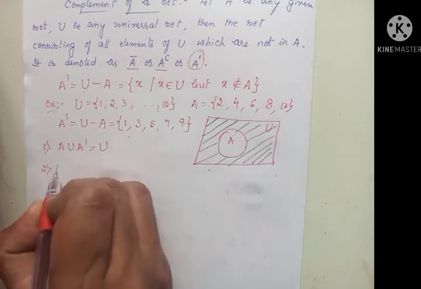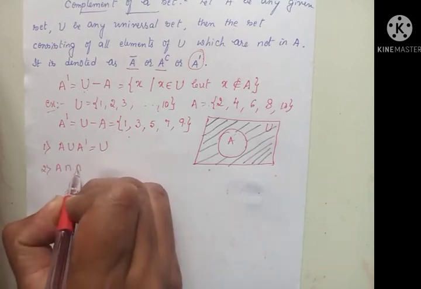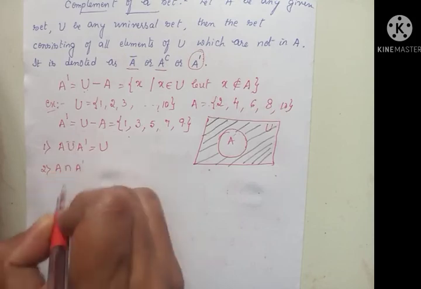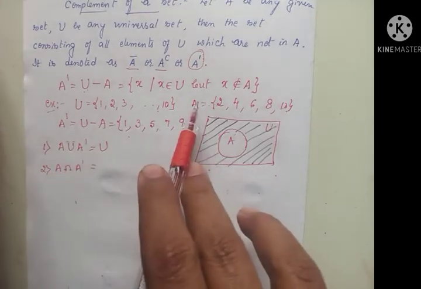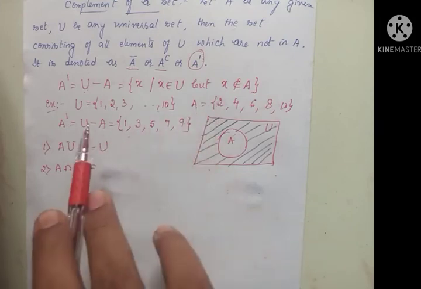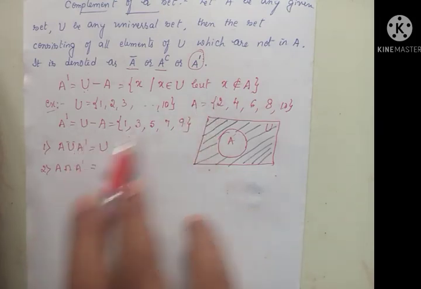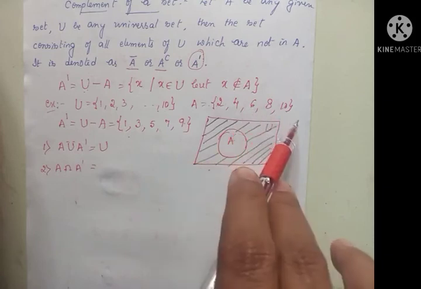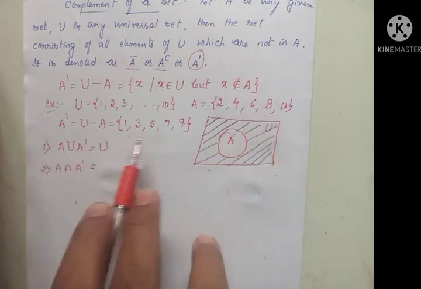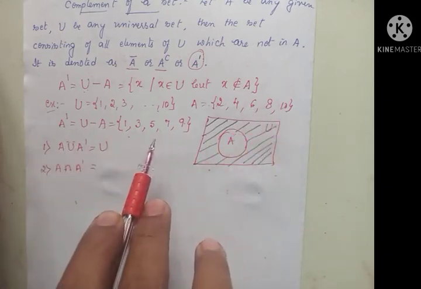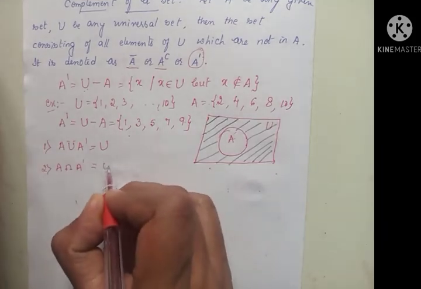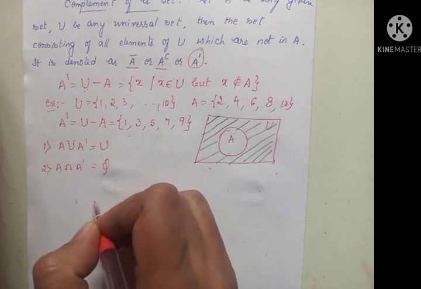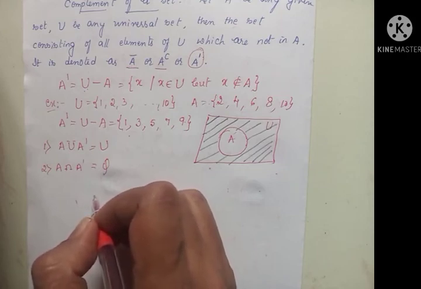So what is the intersection? A union A dash and A intersection A dash. Is there any element common between A and A dash? No, A contains all the even numbers, A dash contains all the odd numbers. There is no element common here. That means the intersection of A and A dash is empty.